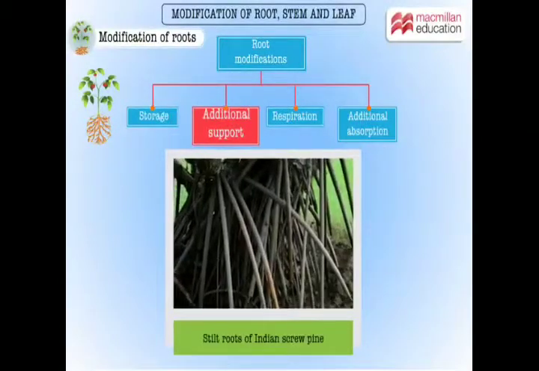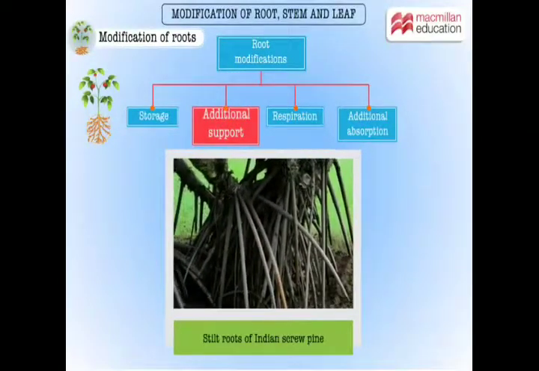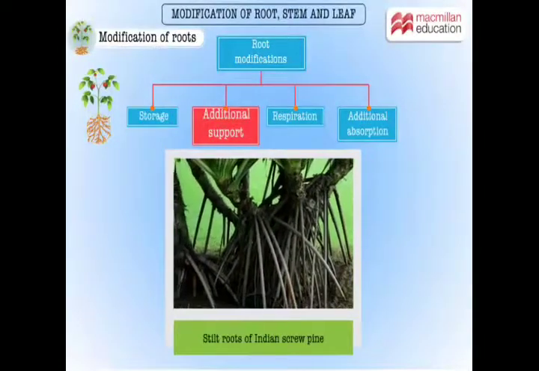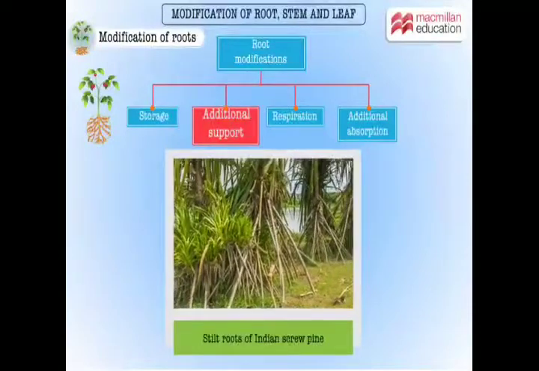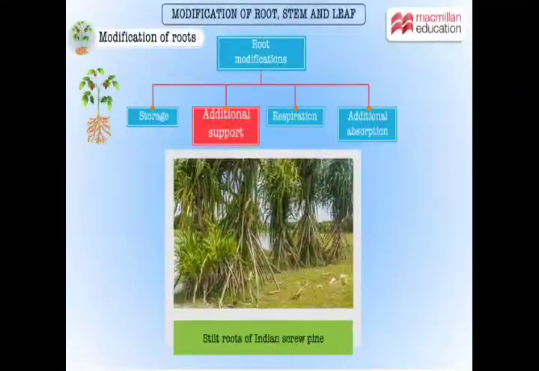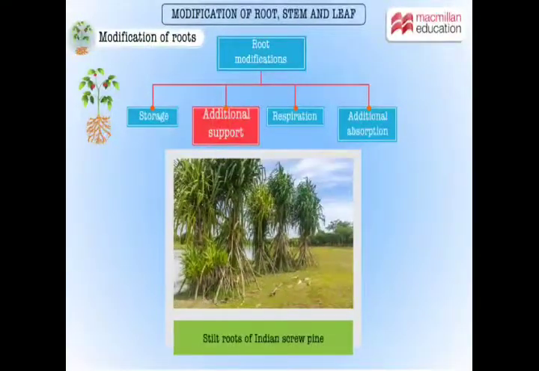Indian screw pine or pandanus plant has stilt roots. The plant develops roots that grow obliquely downwards. These roots act like stilts, providing mechanical support to the plant.